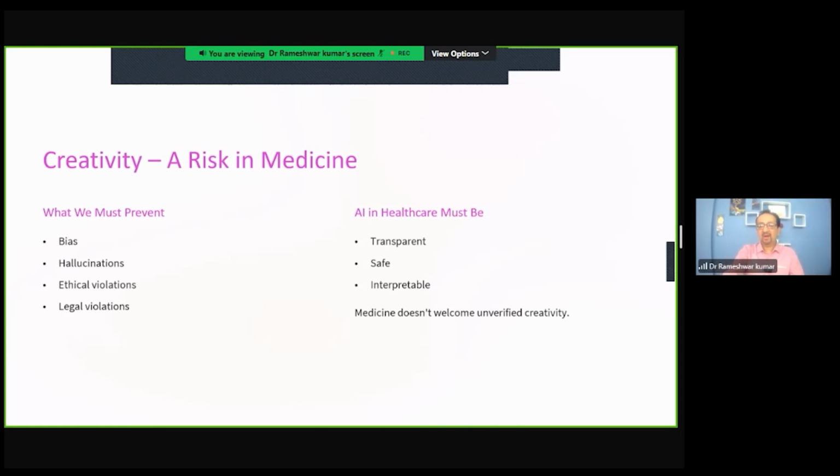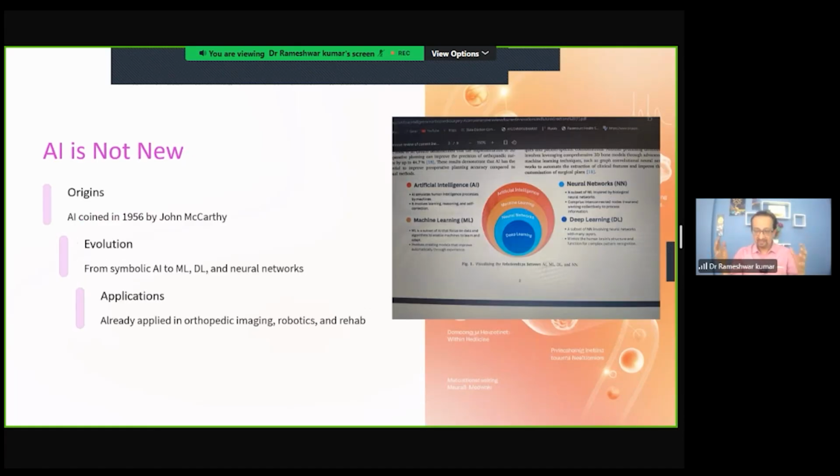Medicine does not welcome unverified creativity, and that is a challenge that I have been able to learn with time. Creativity ignited my thoughts to learn more about AI. I think creativity can be a threat, especially for the use of artificial intelligence, and my journey of learning started. When my interest in AI developed, I went through the literature and I came to know that AI is not new.